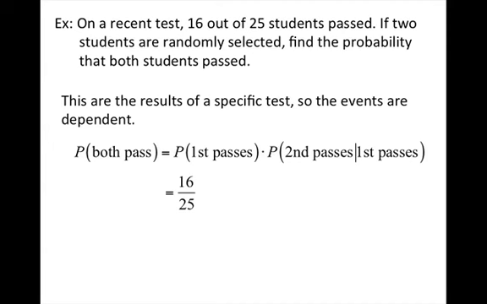Now I take that student that passed and I've already selected them. So I pull them out of the class. And now of the ones left, what's the chances of selecting another student that passed? Well, this time there's only 15 students left that passed, and there's only 24 students total. So the probability that the second student passed was 15 out of 24. If I multiply these, the probability that both pass is 2/5.